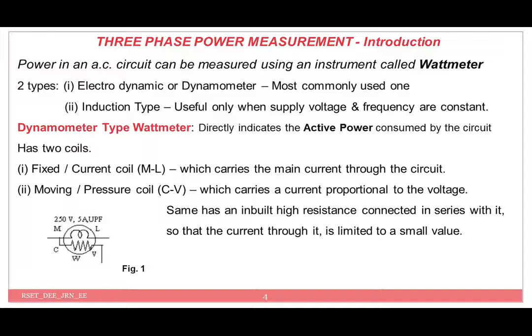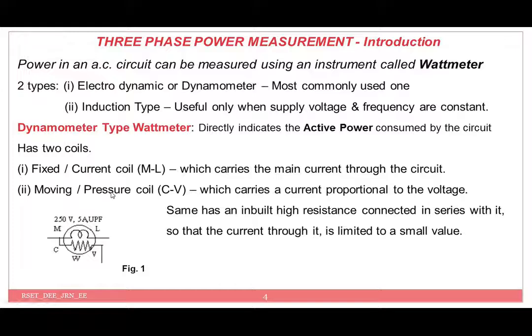In order to measure the current, it has a current coil, commonly known as the fixed coil, and it is represented by the notation ML. You can see over here, this is my current coil. It is represented as a single loop because it has low resistance. M stands for the terminal which has to be connected to the supply mains. This is just a revision. And L stands for the terminal which has to be connected to the load side. So this represents my current coil ML.